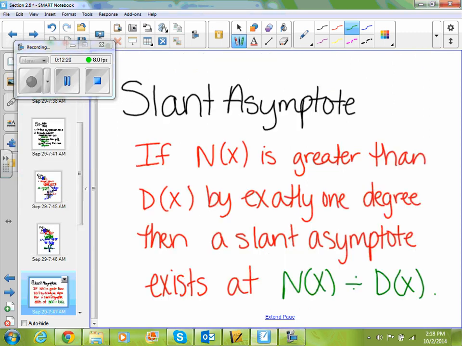Okay, the last type of asymptote we're going to look at is called a slant asymptote. And you find your slant asymptote by dividing. Okay, so if n of x, the numerator of your function, is greater than the denominator of your function by exactly 1 degree, then you have a slant asymptote at n of x divided by d of x. Okay, so we don't always get slant asymptotes. We only get them when the degree of your numerator is exactly 1 more than the degree of the denominator.